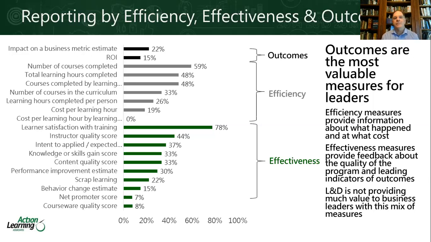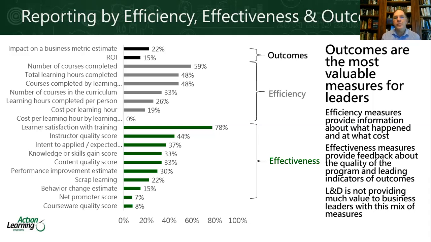Effectiveness measures are shown here in green, and they're the ones that give leading indicators of whether learners will apply what they've learned, also leading indicators of whether it will improve their job performance and possibly how much it will improve. And then lastly, business outcomes, and those are up here in black. What's the impact on a business metric? And what's the ROI? Now, these metrics can be leading indicators gathered from post-event evaluations and follow-up evaluations or in-person interviews or focus groups.